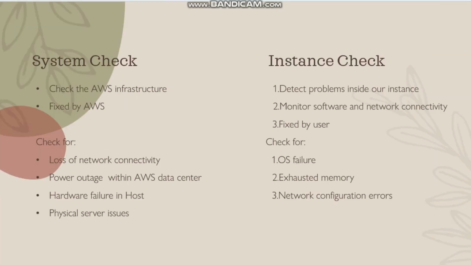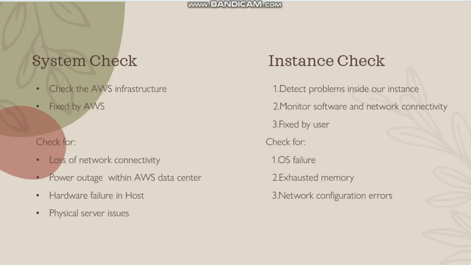System check. The system check is performed by the AWS and not by the customer. So here the AWS monitors their own infrastructure like the physical host or data center. So if any problem arises in the AWS infrastructure, then the system check will fail. The system check will fail if there is a hardware failure in the physical host, or the AWS data center is out of power, or there is a loss of network connectivity in the data center.